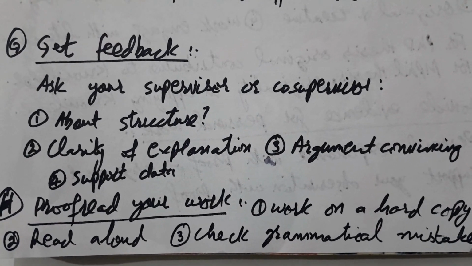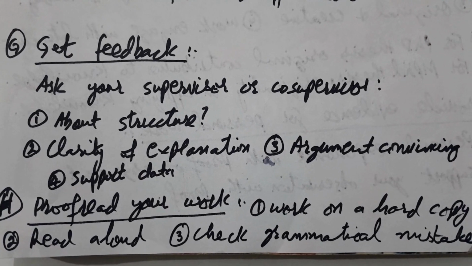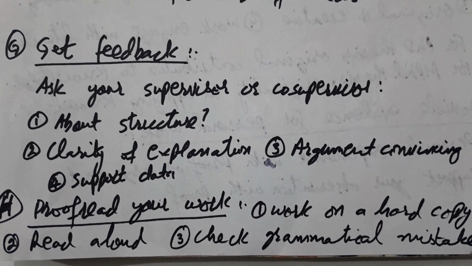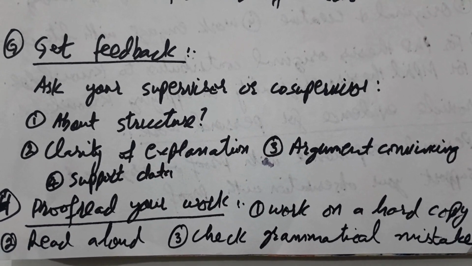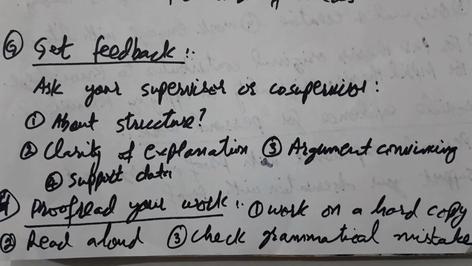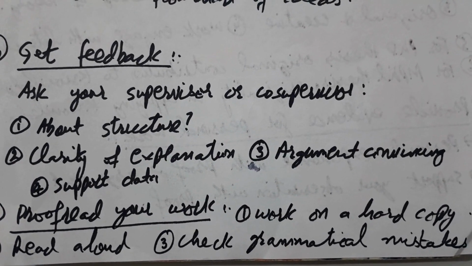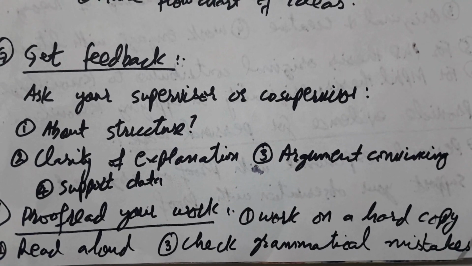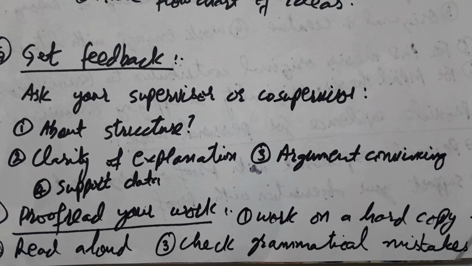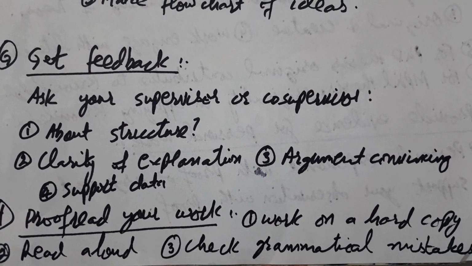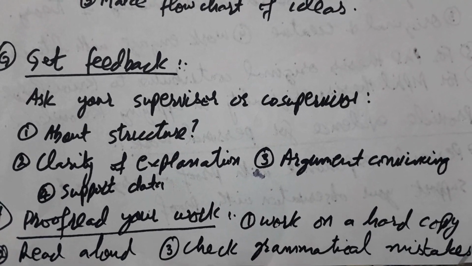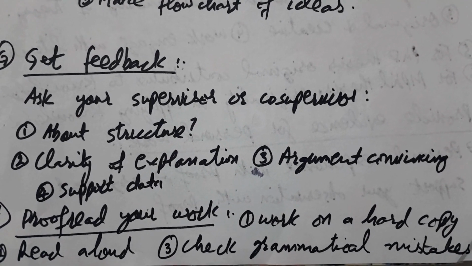Read aloud. Read the thesis aloud and find the sense of the sentences. When you read aloud, you may notice that a sentence is not making sense, so you can make it clear. Next is to check grammatical mistakes. Very, very important. If a thesis has grammatical mistakes, it will be rejected by the external examiner, by your supervisor, or by the researchers of the world. So always go and check for grammatical mistakes.